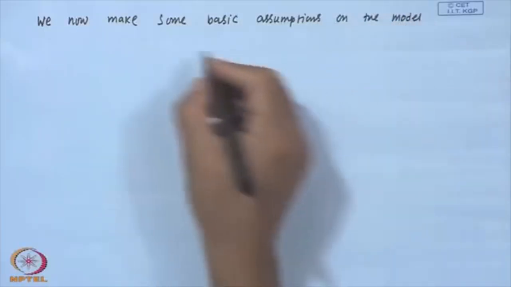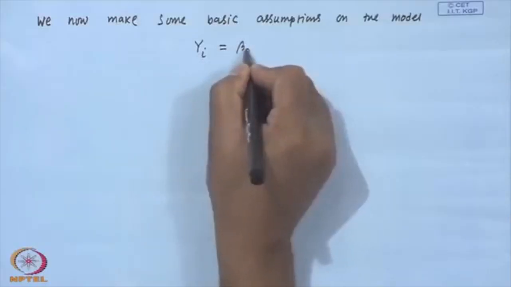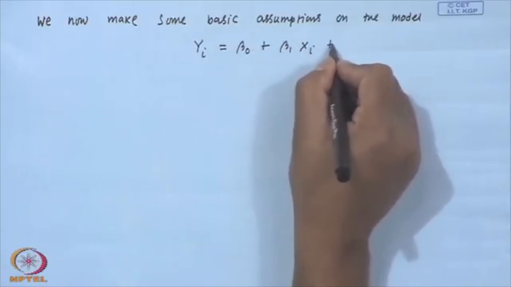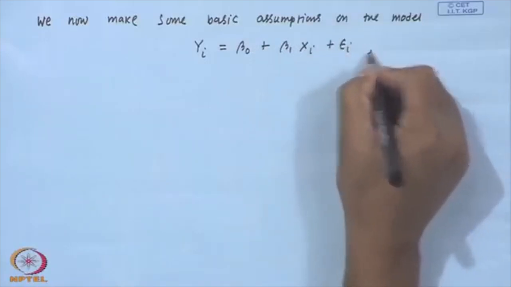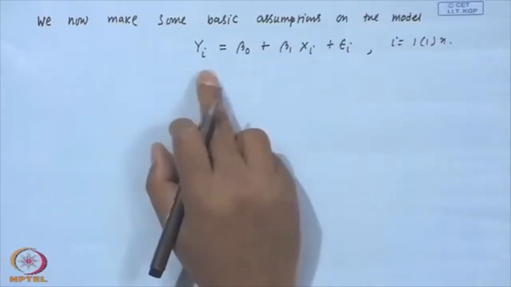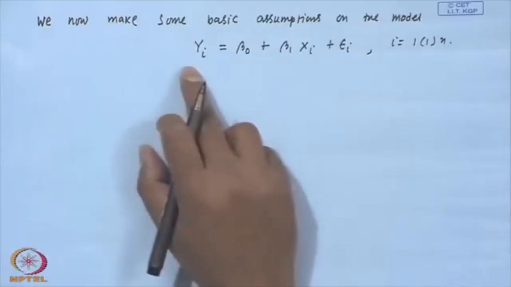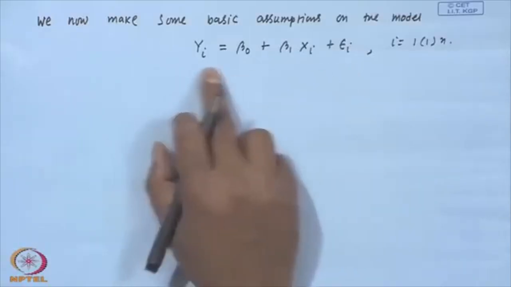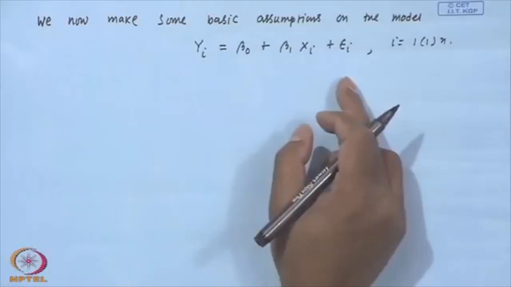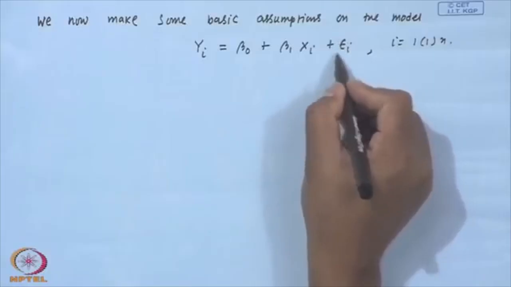The model is y i equal to beta naught plus beta 1 x i plus epsilon i for i equal to 1 to n. So, before I wrote y equal to beta naught plus beta 1 x plus epsilon, now I am writing the model, the same model for the ith observation. Okay. And here I said that this is a error, random error component.